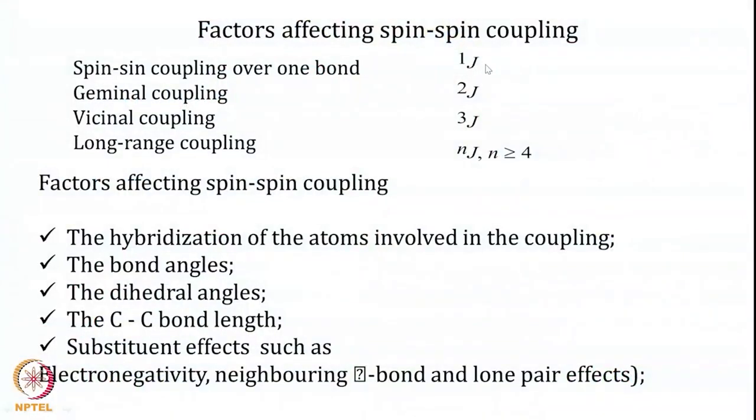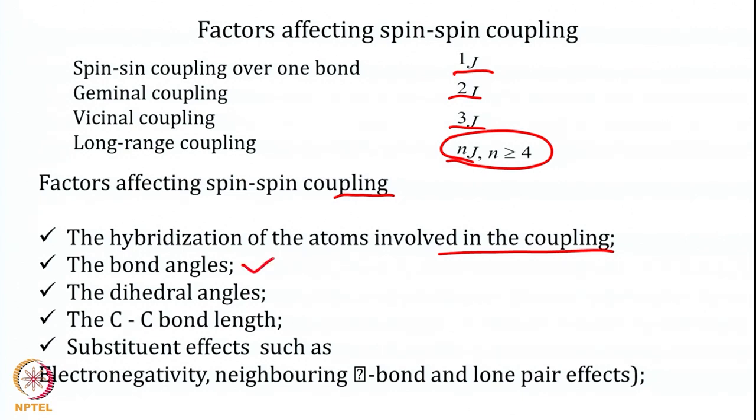So what are the factors that affect the spin-spin coupling? We have looked at single bond coupling, denoted as 1J. The geminal coupling is 2-bond coupling, vicinal coupling is 3-bond, and long range coupling we can call nJ. The factors that affect the spin-spin coupling are basically the hybridization of the atom, what is the contribution of sp, sp2, sp3, and that dictates what the coupling constant will be. Then it also depends upon the bond angle, the dihedral angle, and the length of single, double or triple bonds. Bond length changes according to the bonding pattern, and if there are substituents attached like an electronegative group or a neighboring group, a different kind of bond, pi bond and lone pair, all those affect the coupling constant.